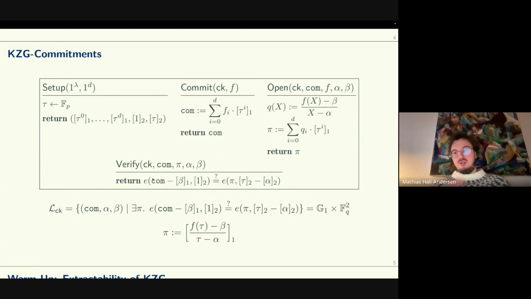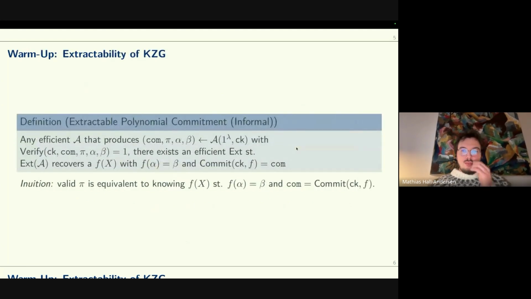So this is just to recall the entire scheme. There's nothing going on here except what we already went through. Again, the evaluation proof is simply the commitment to this quotient polynomial.